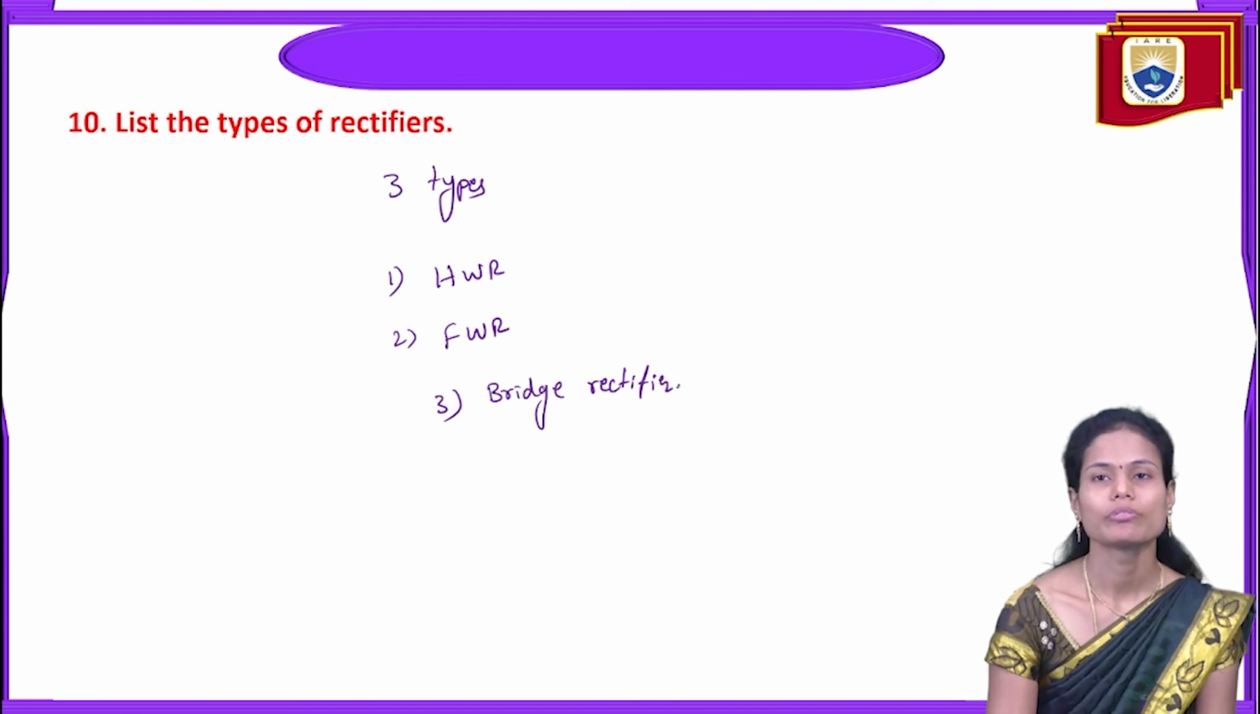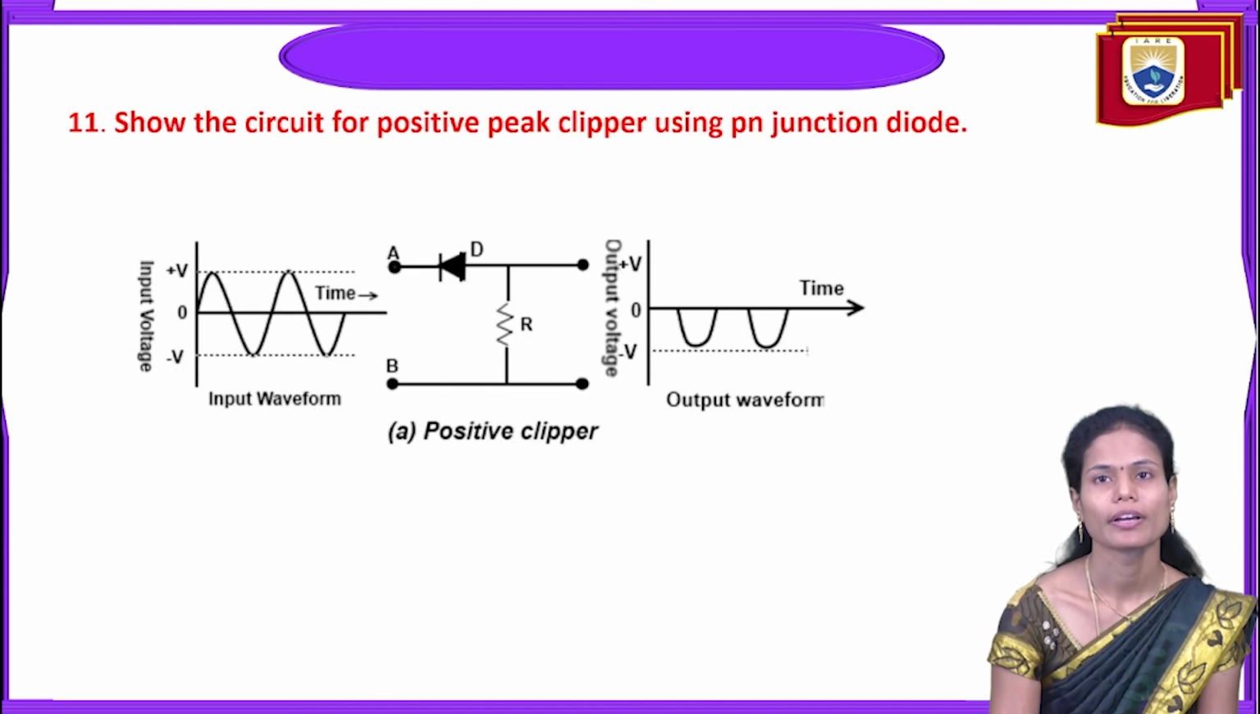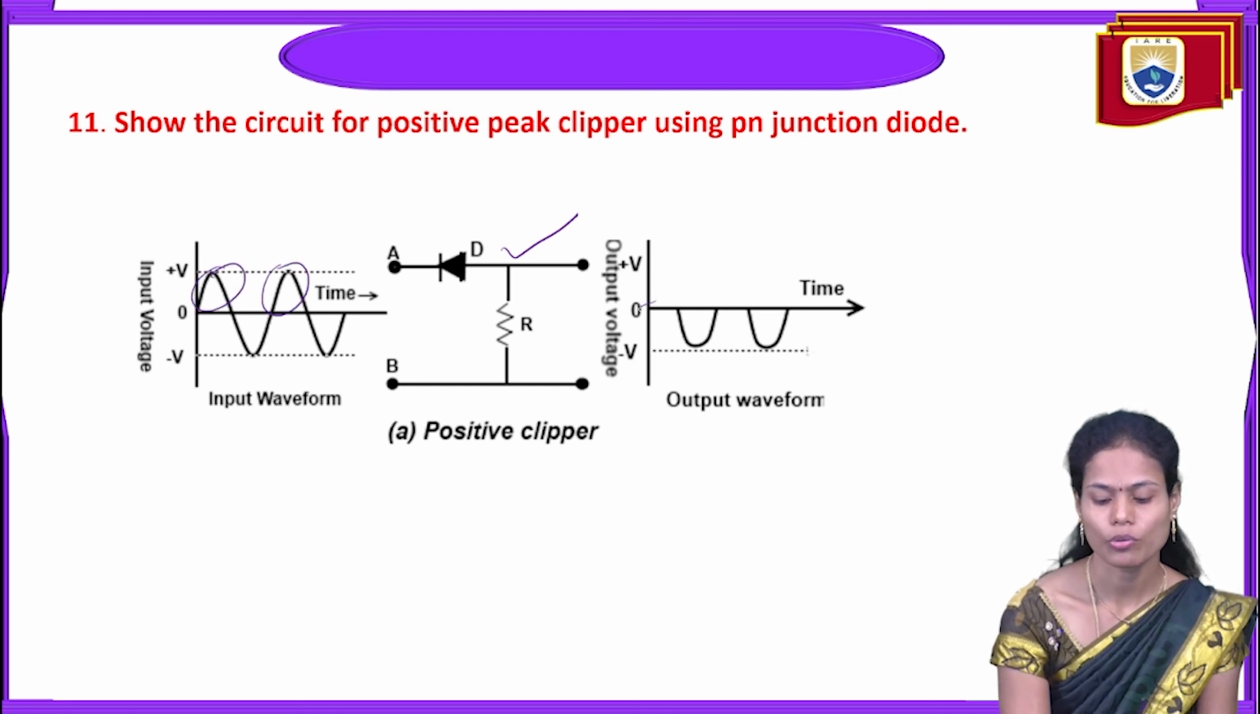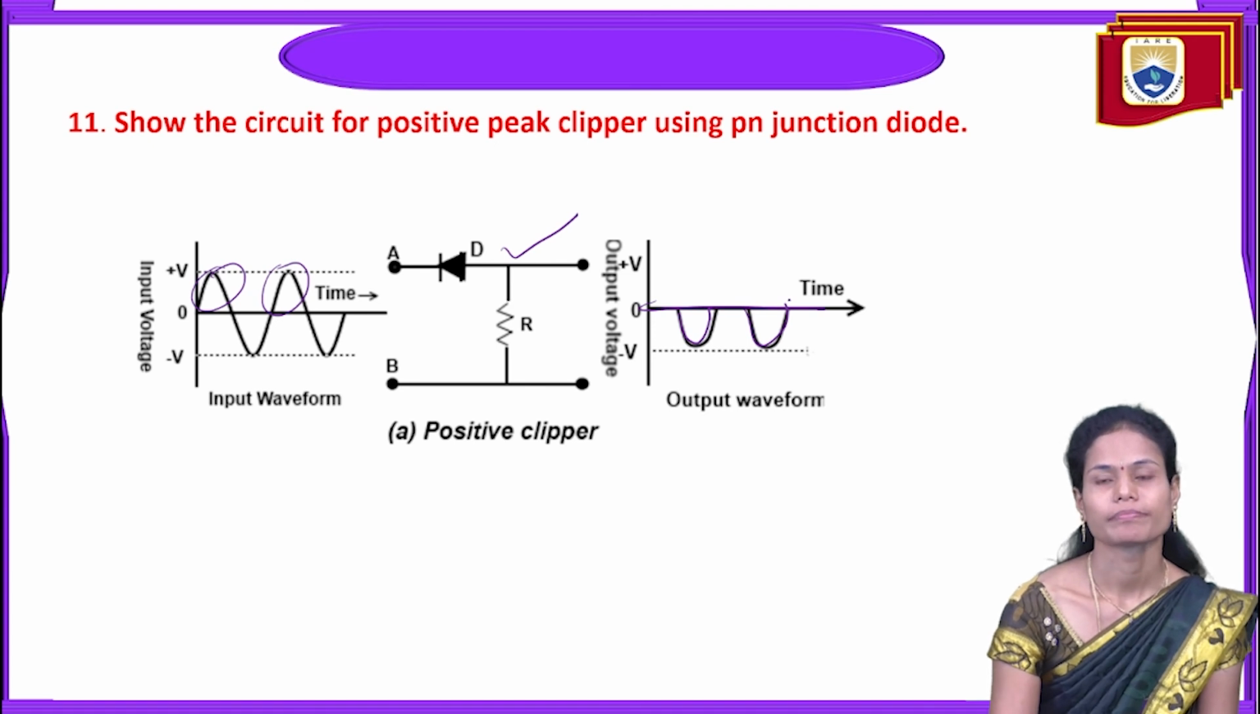Okay. So just you need to give one point related to these rectifiers, how we are forming here. And next, show the circuit of positive peak clipper using PN junction diode. So this is the circuit of the positive peak clipper. So it can clip the total positive peak. So in the output only we will get the negative half of the signal.